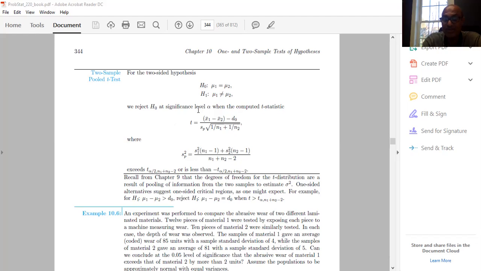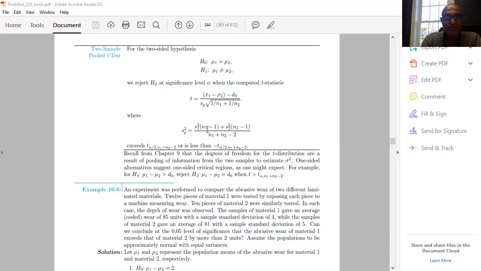So we can reject H0 at significance level alpha when the computed T statistic exceeds the critical value. So once you have whatever the confidence interval you have, if your T value, whatever you're going to find from the table A4, lies outside your lower bound or outside your upper bound, in that case, you can reject H0. But if T value lies inside your confidence interval, in that case, don't reject H0, accept H0.